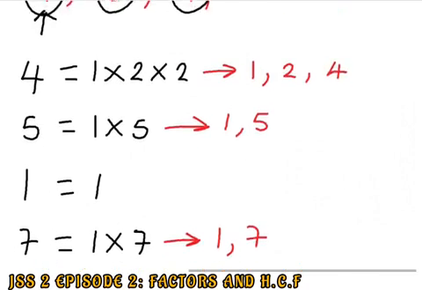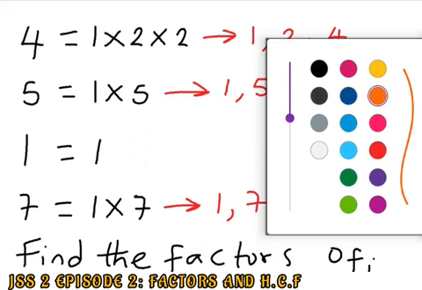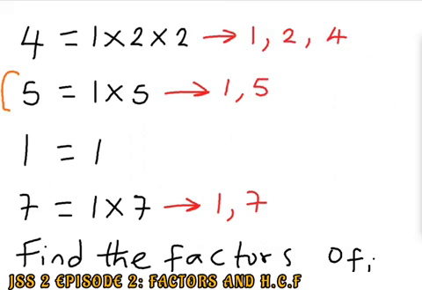Now look at these numbers for which we have found the factors. We have found the factors for these four numbers. Now let's take this very number 5. Taking the number 5, what is the highest factor here among 1 and 5? The highest factor, of course, is 5.